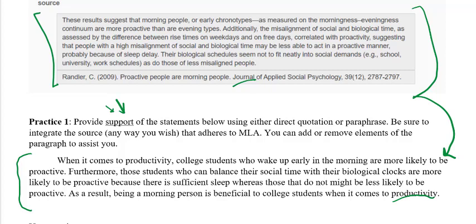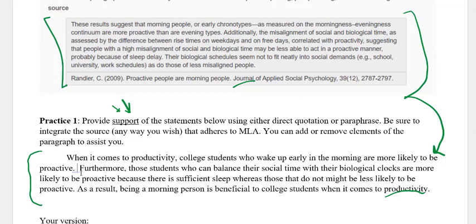So if you're saying when it comes to productivity, college students who wake up early in the morning are more likely to be proactive, well, people are probably going to want proof of that, right? You can also provide proof of the next sentence as well. So in this particular passage, you could potentially integrate that. Now, remember, as I indicated, you can use paraphrase or you can use direct quotation. So that would be up to you, essentially.